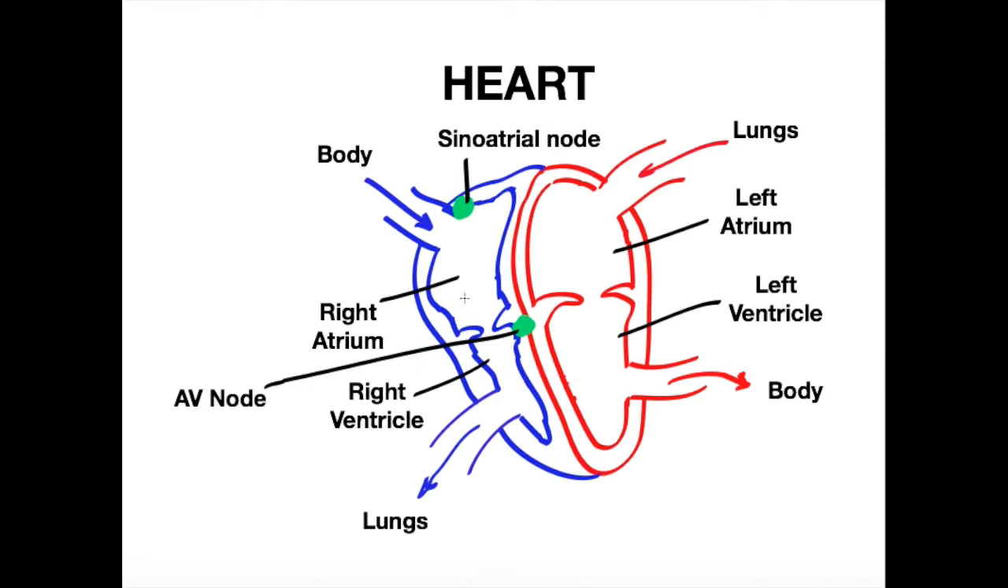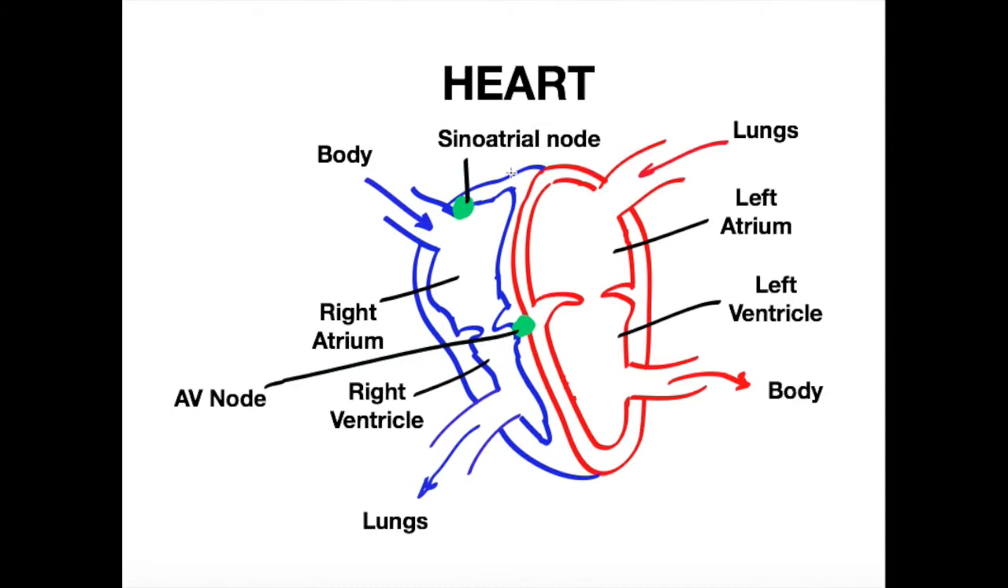Now the right side of the heart here brings blood back from the body, passes it through the right atrium through a valve here, and into the right ventricle. The right ventricle then pushes that blood to the two lungs, where the blood collects oxygen and then brings it back to the left side of the heart here, into the left atrium. When the left atrium squeezes, again it passes it through the valve here, into the left ventricle, which then pushes the blood back out to the body.